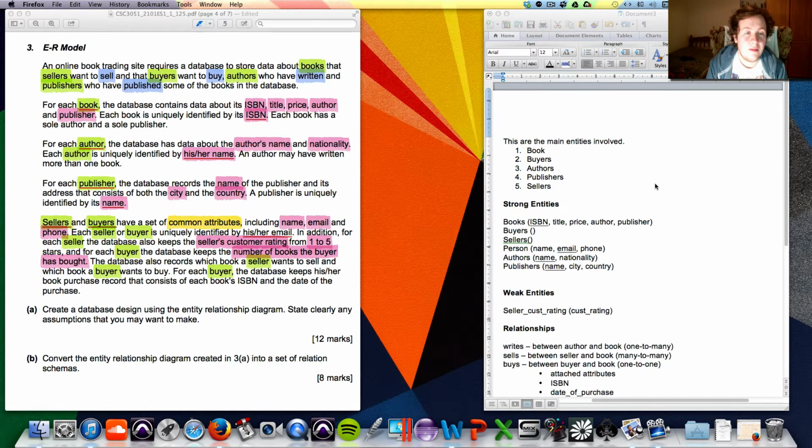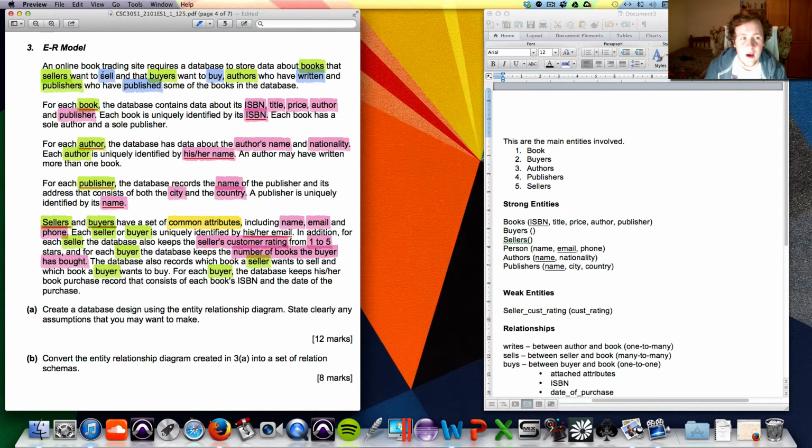I went through the main question here, and I've highlighted everything that I thought was relevant, and it's helped me look at different parts of the question and decipher some things. So anyway, I've highlighted here the books, buyers, sellers, authors, and publishers. These are all the main entities involved.